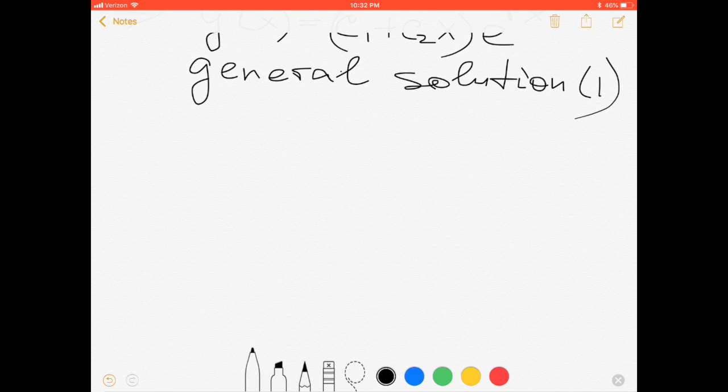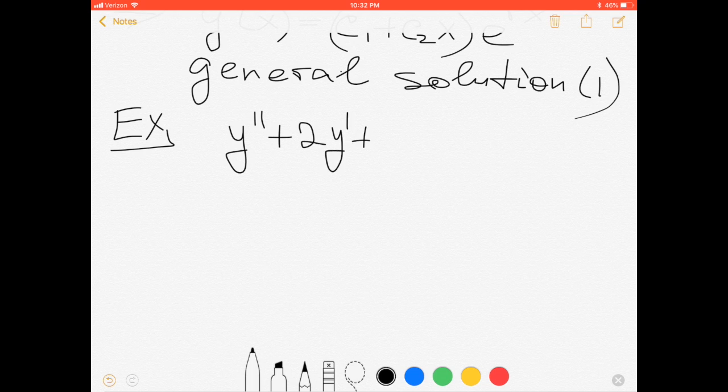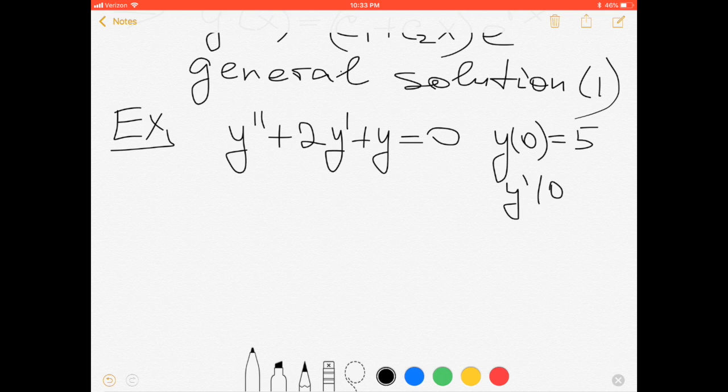Okay, let's do one more example. Let's go. We have y second derivative plus 2y first plus y equals 0. And here they ask us not for the general solution but a particular solution. This means we have initial conditions y of 0 equal 5 and the derivative at 0 equal -3.